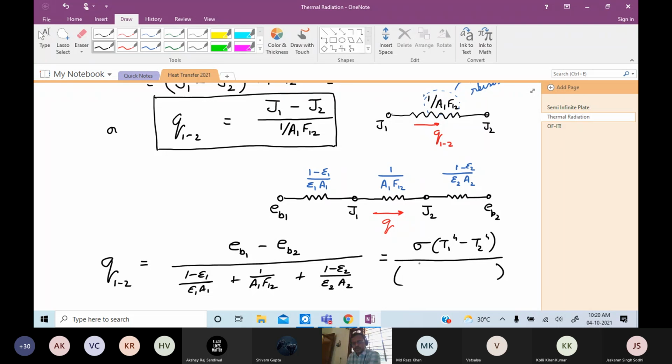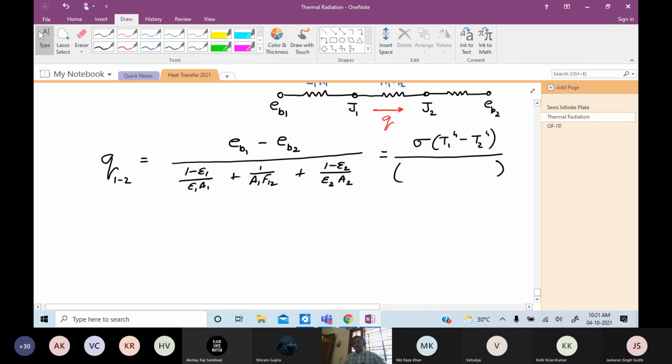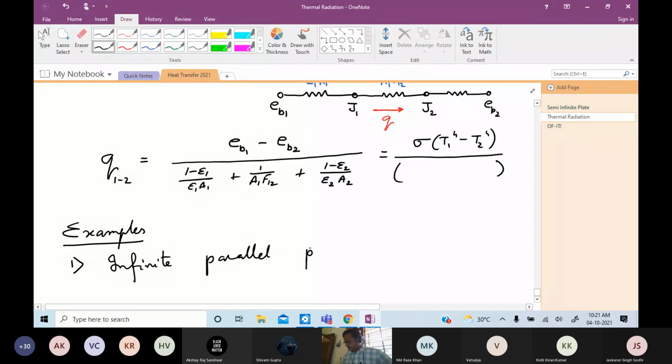So this is more of a tool. It doesn't give you a lot of physical feel of what is actually happening, but you can use it. This is a very handy tool. Let us see how. We have already done some examples, right? One, infinite parallel plate.